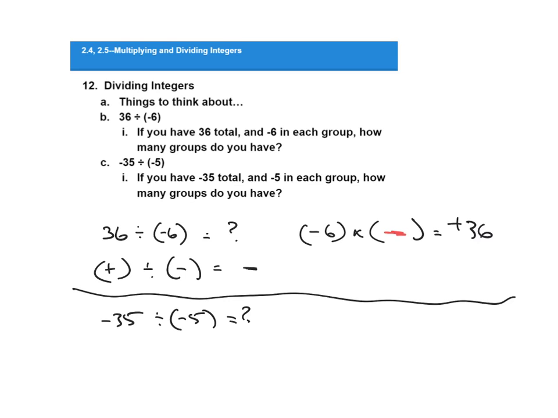So negative 35 divided by negative 5, we know it's going to equal something. So again, you're thinking negative 5 multiplied by something to equal a negative. So that has to be a positive, or a positive 7, sorry. So negative 5 multiplied by a positive 7 would give you your negative answer.